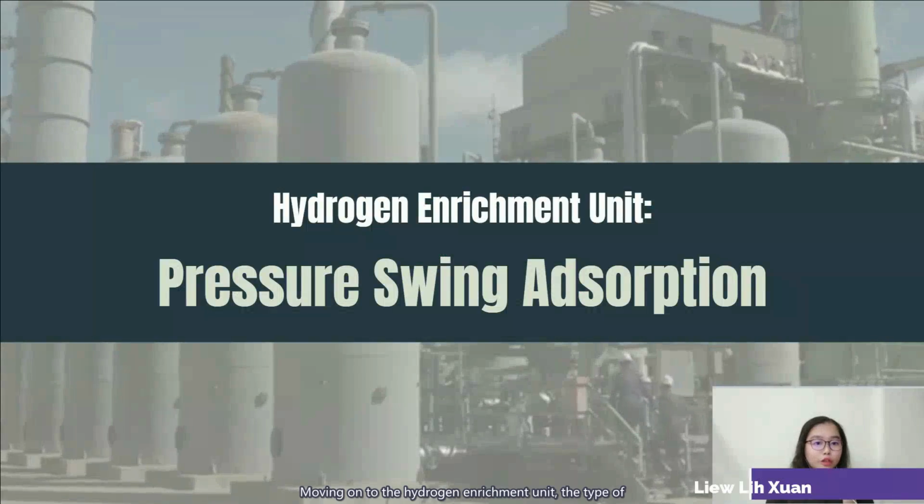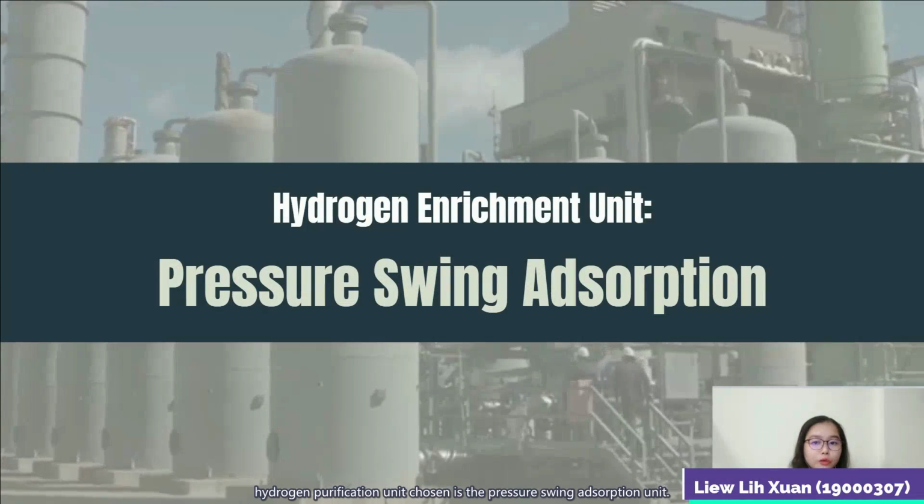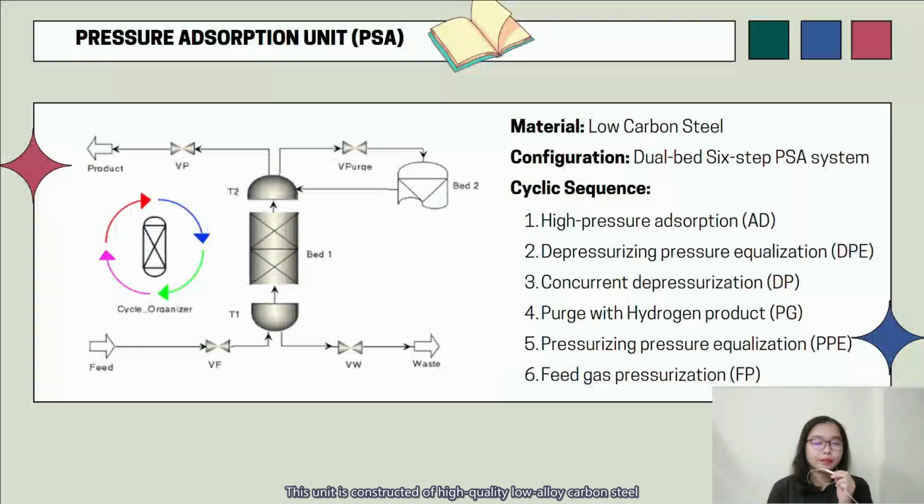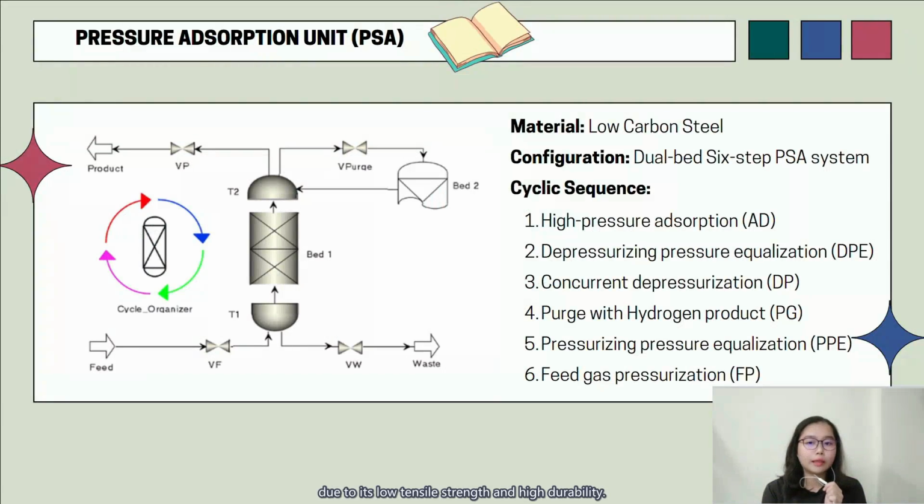Moving on to the hydrogen enrichment unit. The type of hydrogen purification unit chosen is the pressure swing adsorption unit. This unit is constructed of high quality low alloy carbon steel due to its low tensile strength and high durability. Also, it is less prone to corrosion and able to withstand high pressure.